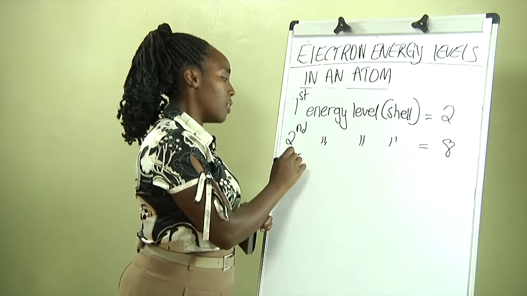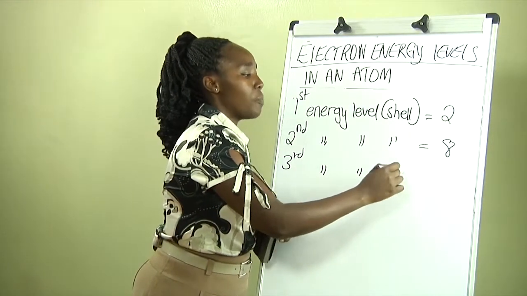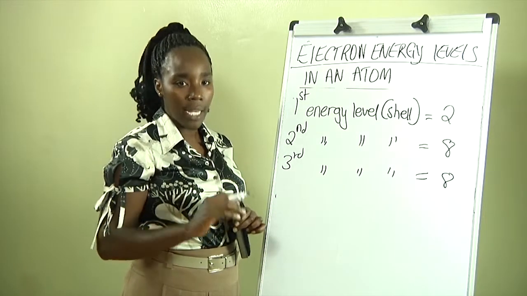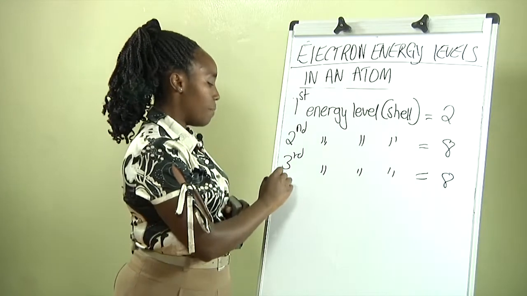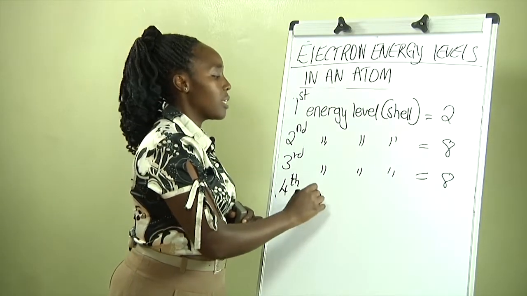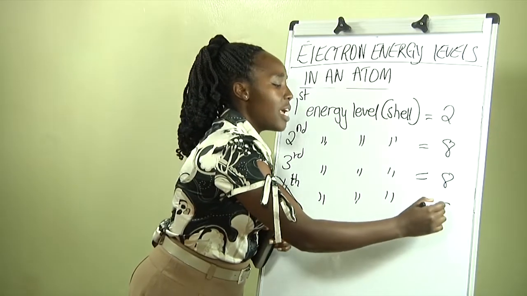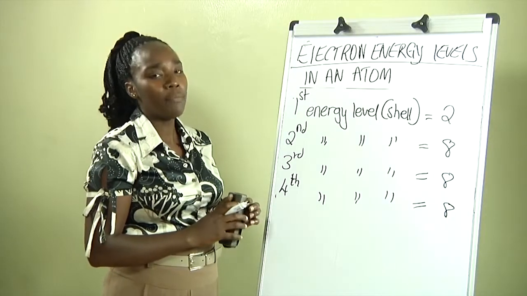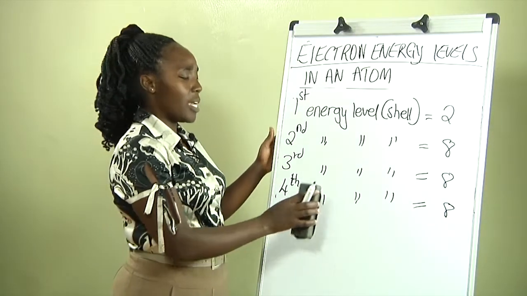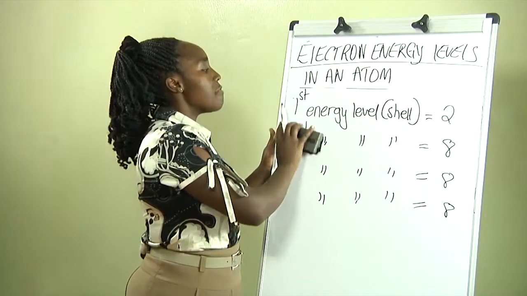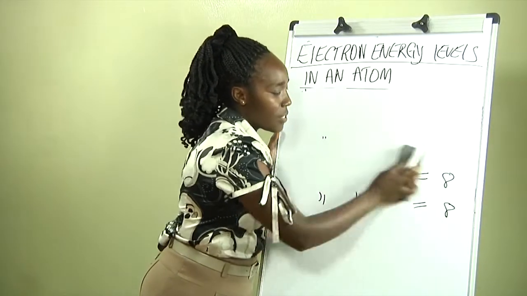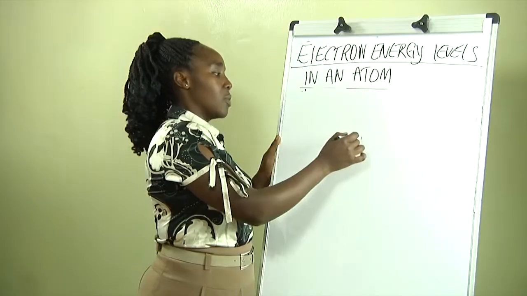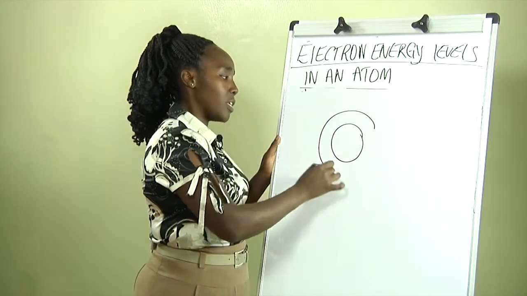The third energy level also is always occupied by a total number of 8 electrons. It can be occupied by less, but not more than the 8. The fourth energy level also is always occupied by 8 electrons, but nothing more than the 8, but can be occupied by less than 8 electrons, sorry. Therefore, the first energy level is always found very close to the nucleus.